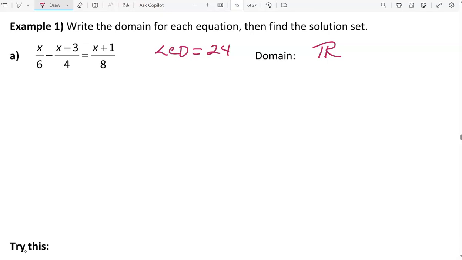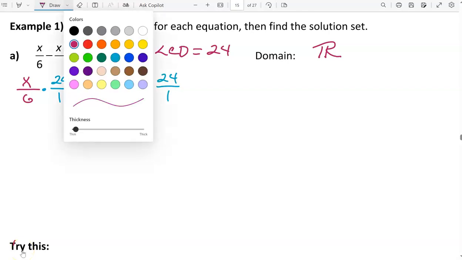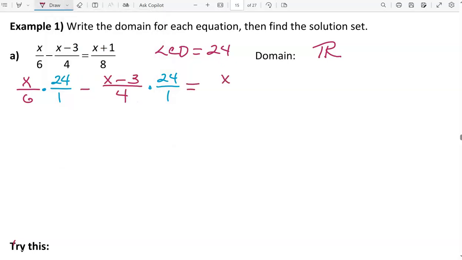What I'm going to do is distribute that times 24 to each of the terms. So x over 6 times 24 over 1 minus x minus 3 over 4 times 24 over 1 equals x plus 1 over 8 times 24 over 1.